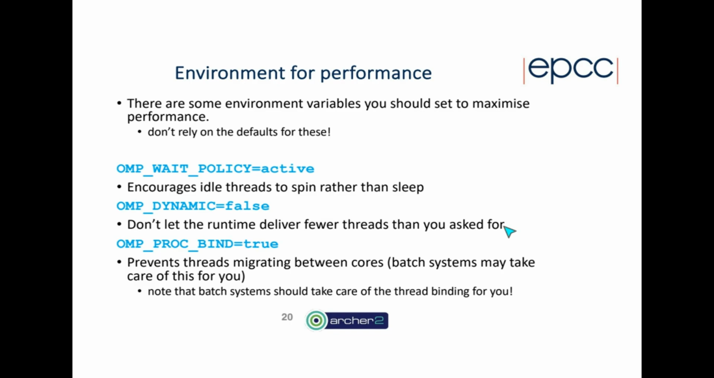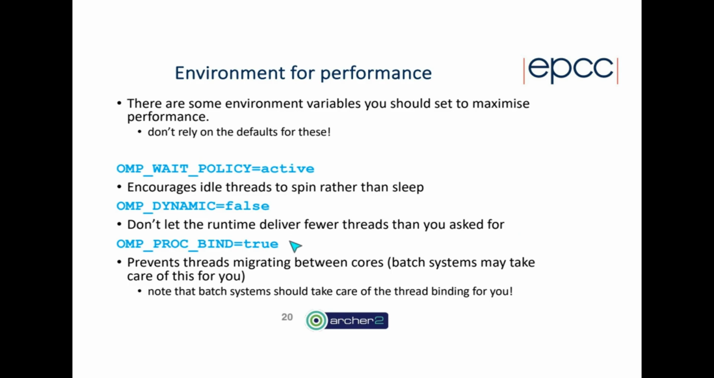Otherwise, setting OMP_DYNAMIC equals false will try to discourage the runtime from delivering you fewer threads than what you asked for. If you set it to true, then implementations will probably monitor the system load, and decide the number of threads to give you based on the available free hardware resources in the system at the time. That may be what you want if you're working on a shared system, but in most cases, if you're working on HPC systems, you really don't want that.